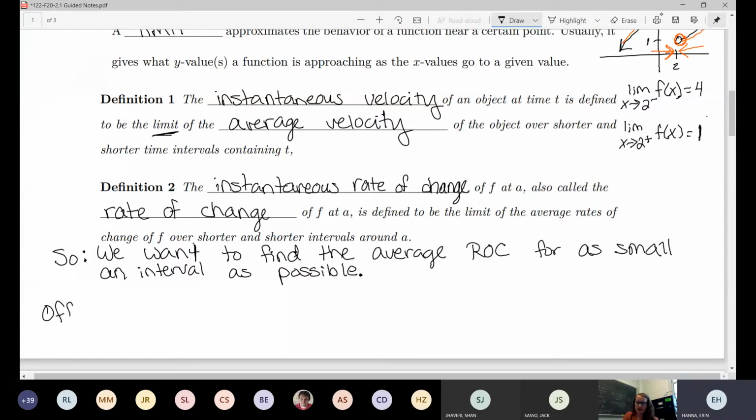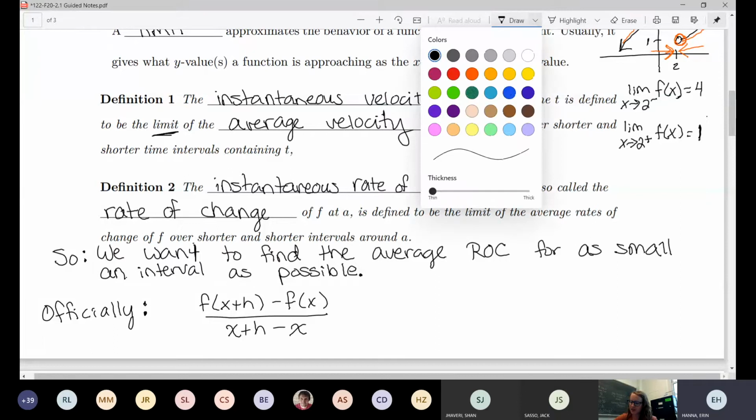Now I'm going to write down the official definition because it might help somebody. But if it freaks you out, forget about it. Just go with these less formal definitions down here. So leaving a space on purpose. And if you ever want to freak your friends out with math notation at parties, just pull out this. Anyway, if I write this down, this might look super freaky, but it's just a slope.